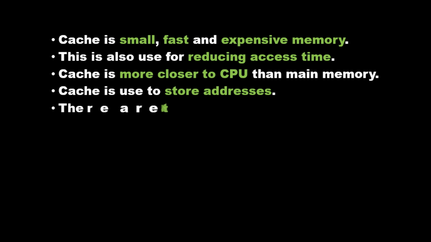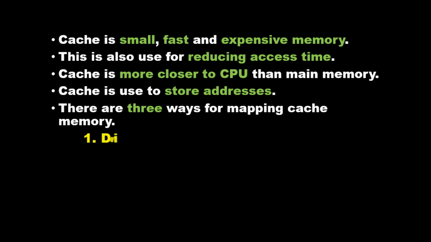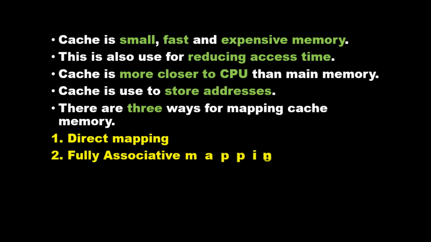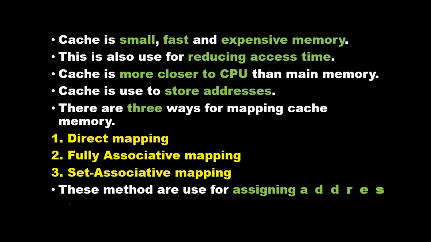There are three ways for mapping cache memory: direct mapping, fully associative mapping, and set associative mapping. These methods are used for assigning addresses to cache locations.